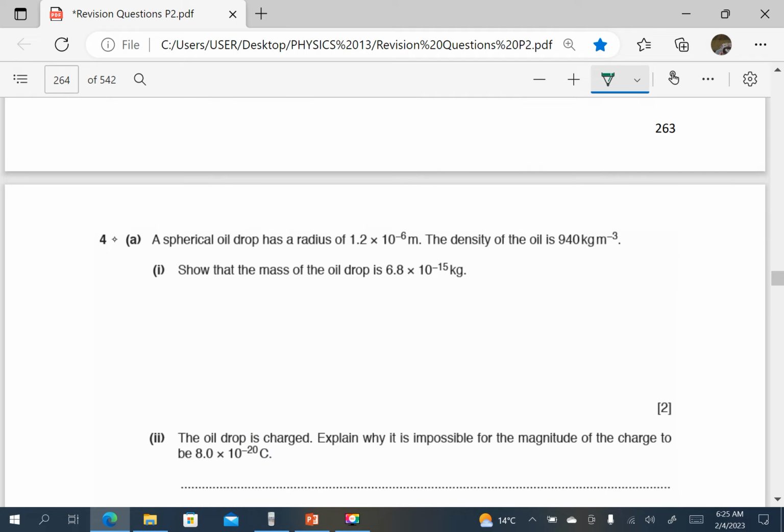A spherical oil drop has a radius 1.2 times 10 power negative 6. The density of the oil is 940. Show that the mass of the oil drop is 6.8 times 10 power negative 15.